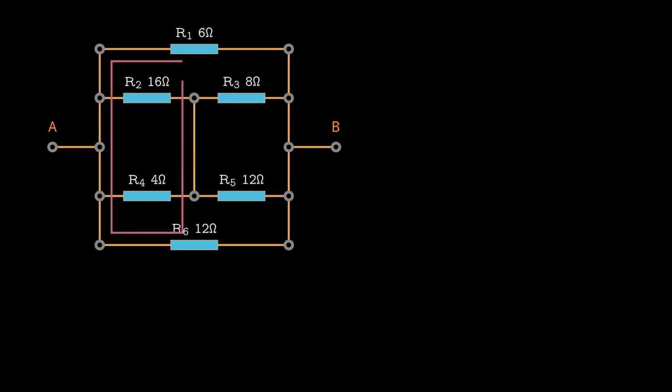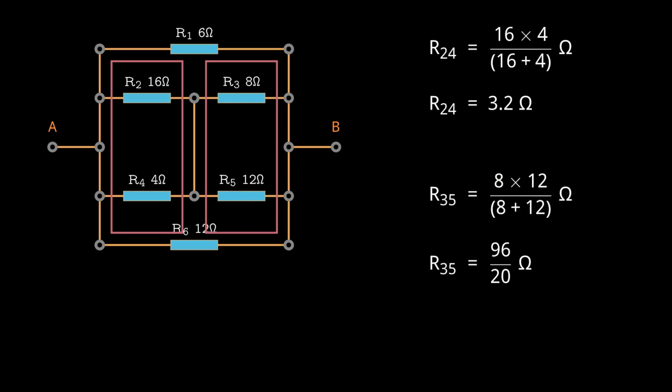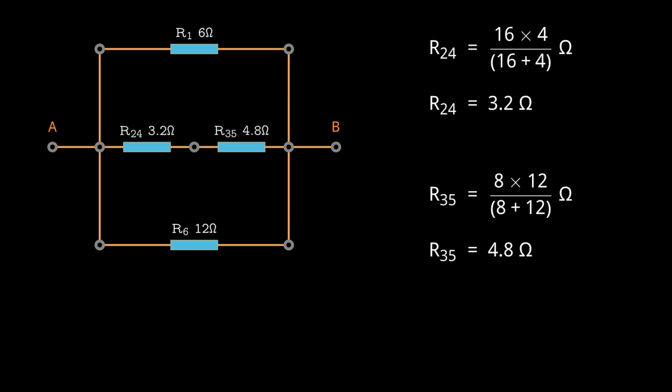We can now find the equivalent resistance of these two pairs of parallel resistors. Let's use the shortcut to find the equivalent resistance of the two parallel resistors. This is the circuit diagram we have after replacing the two sets of parallel resistors with their equivalent resistors. Now these two resistors are in series. To find the equivalent resistance of resistors in series, we simply add their values.